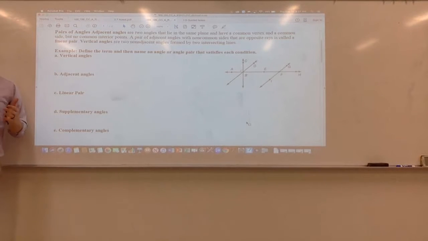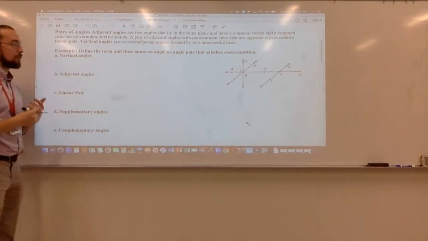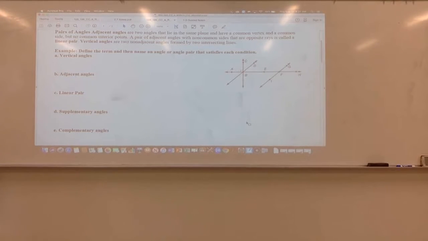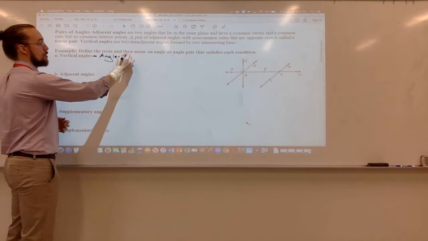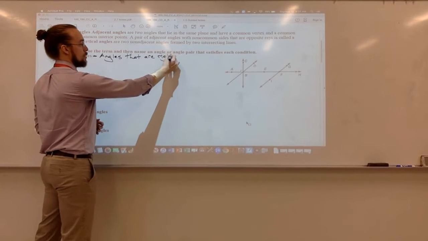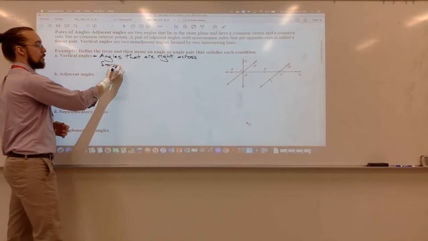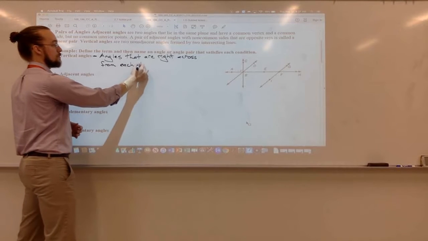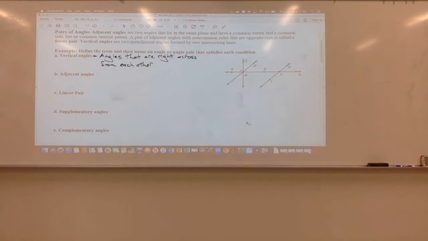I think this is probably one that you have not seen before. Vertical angles. We've got a definition up here. It says there are 2 non-adjacent angles formed by 2 intersecting lines. What that actually just means is angles that are right across from each other. Vertical angles are angles that are right across from each other.